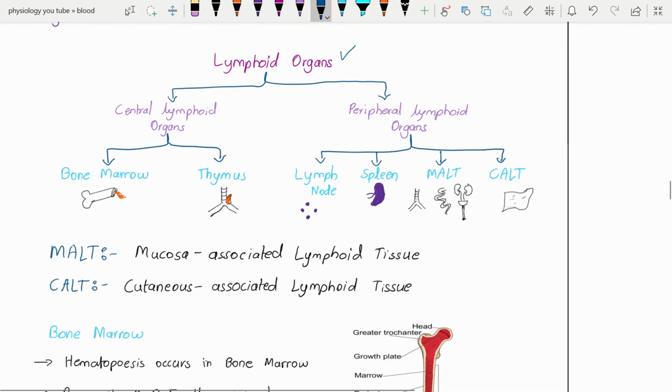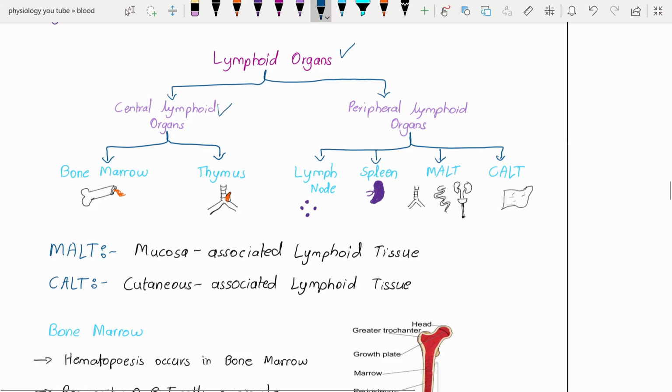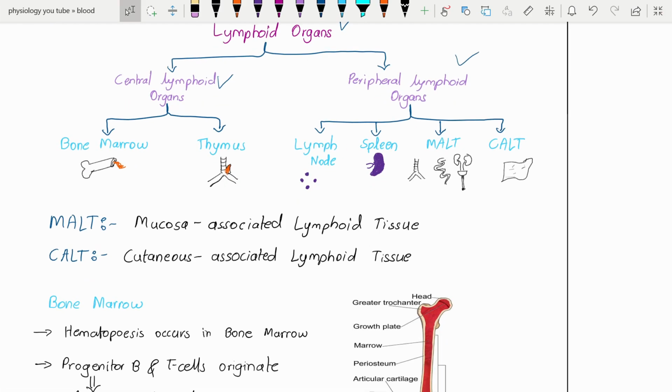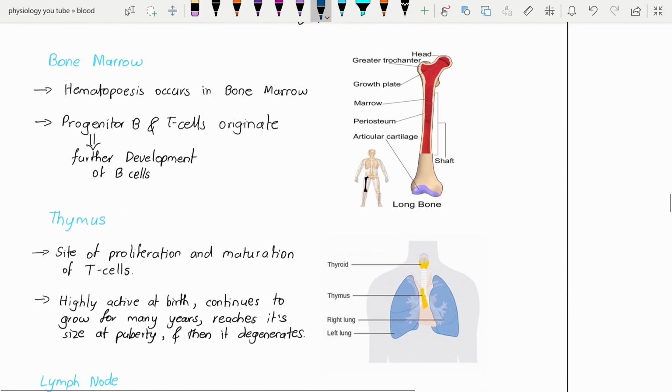There are mainly two categories: central lymphoid organs and peripheral lymphoid organs. The central lymphoid organs comprise the bone marrow and the thymus, and the peripheral lymphoid organs are the lymph nodes, spleen, MALT, that is mucosal associated lymphoid tissue, and CALT, that is cutaneous associated lymphoid tissue. First we will go with the bone marrow.